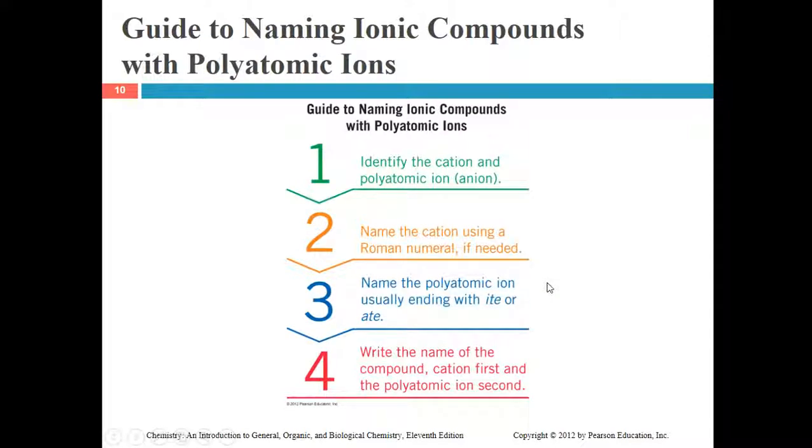All right, the guide to naming ionic compounds with polyatomic ions. First of all, you identify the cation and the anion, the polyatomic anion. Then you name the cation with a Roman numeral if it's one of those metals that can have more than 1 charge. And then name the polyatomic ion with the appropriate ending, and then write the cation first and the polyatomic anion second, as long as the polyatomic anion is negative.